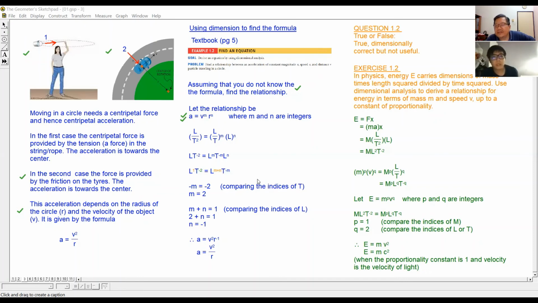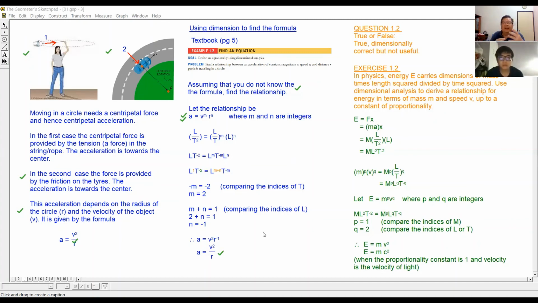Now can you put back all these numbers, the m and n, back into this original equation here? Okay. So we say that a is actually v to the power of m, m is 2, correct. Then r to the power of n, n is negative 1. So we just put it down. We know the formula for acceleration is actually v squared over r, which is this one, right? Okay, v squared over r.